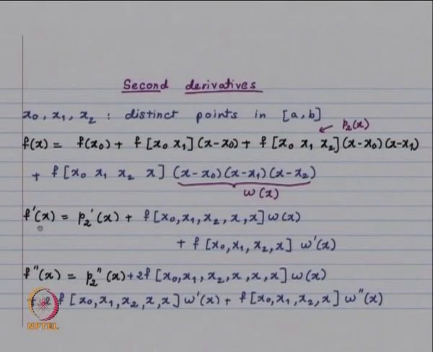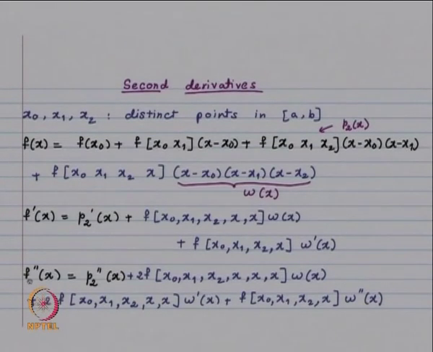The second derivative will be f double dash x is equal to p 2 double dash x plus the derivative of this, which is going to be 2 times the divided difference based on x 0, x 1, x 2, x repeated thrice, multiplied by w x as it is. Then the derivative of the other term multiplied by w dash x. That together gives us 2 times the divided difference based on x 0, x 1, x 2, x, x into w dash x. And lastly, this divided difference multiplied by w double dash x.